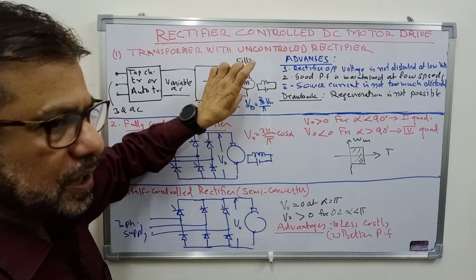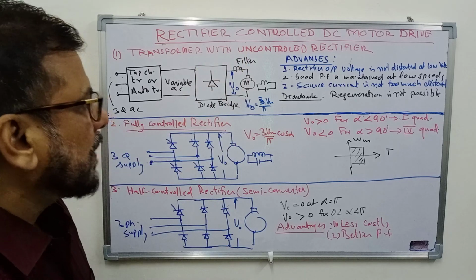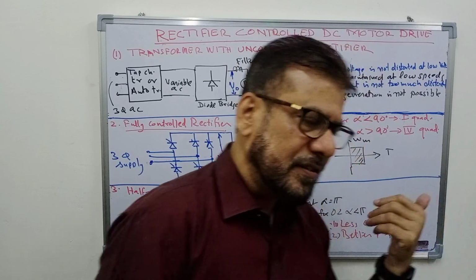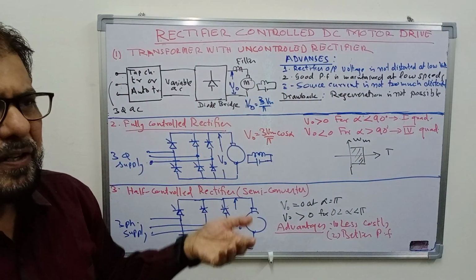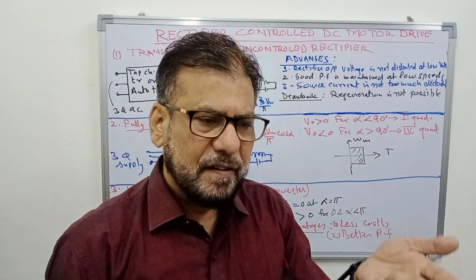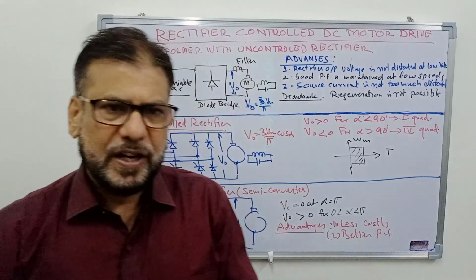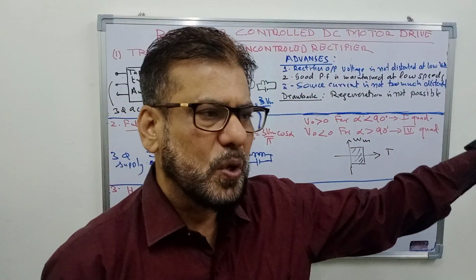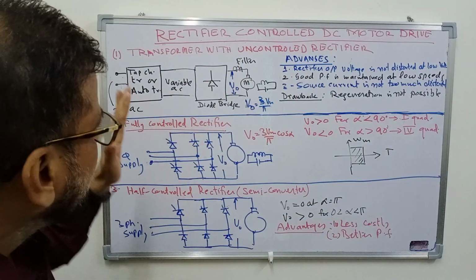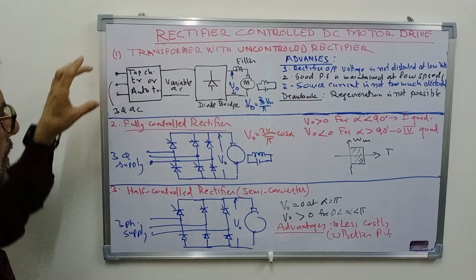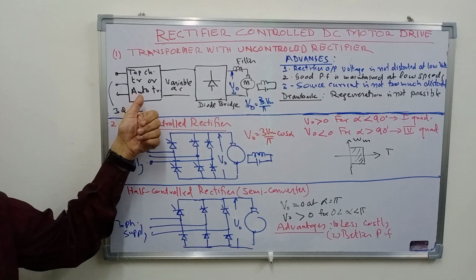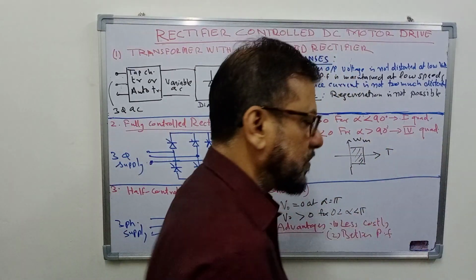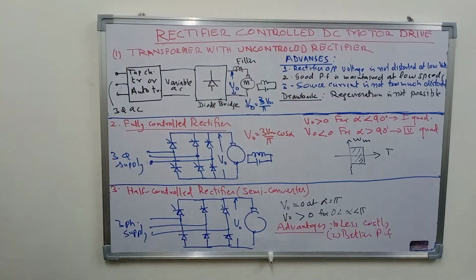The wave shape of the voltage available here will remain identical, and good power factor is maintained even at low speeds. In the case of a controlled rectifier, which we shall discuss later, as we vary alpha, the firing angle, the power factor will become poor. But here the power factor remains good even at low speeds, because we don't vary alpha. The change in speed is achieved by changing the voltage, and the source current is also not too much distorted, unlike a controlled rectifier.